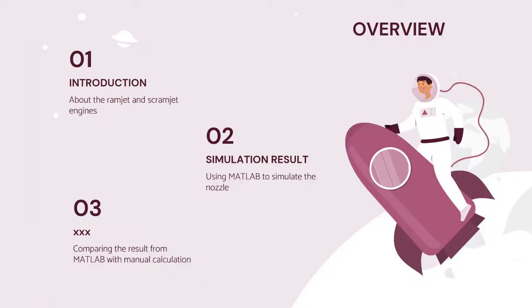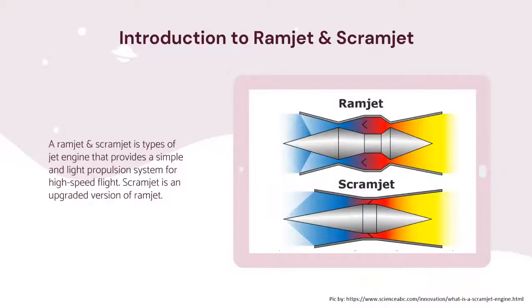And here is the overview of today's presentation. The first section is an introduction about the Ramjet and Scramjet engine. The second section is about simulation and result using MATLAB to simulate the nozzle. And the third part is comparing the result from MATLAB with our manual calculation. And now let us just jump to the first section.